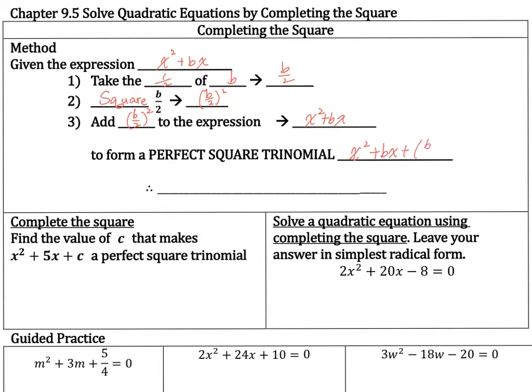So hence the name, completing the square. Therefore, we can write this as x plus b over 2 squared.